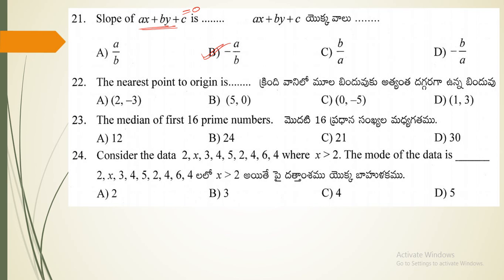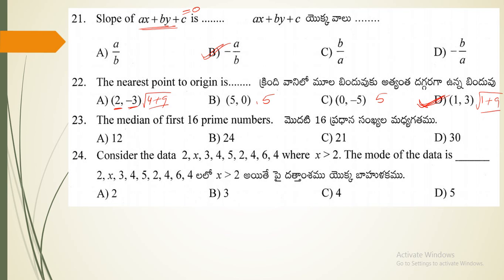Next, the nearest point to origin. The nearest point to origin means we need to find the distance from origin to this. So this becomes 2 square 4 plus 3 square 9, so 4 plus 9 under square root. Next, square root of 25, which gives me 5, this also 5. Next, 1 plus 9, so this is root 10, root 13, so the smallest distance is root 10.